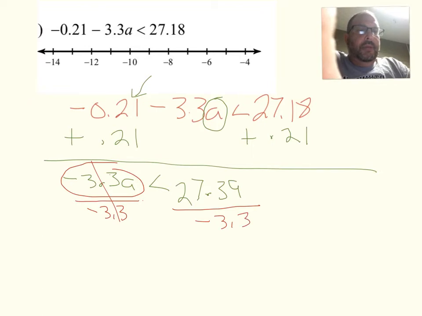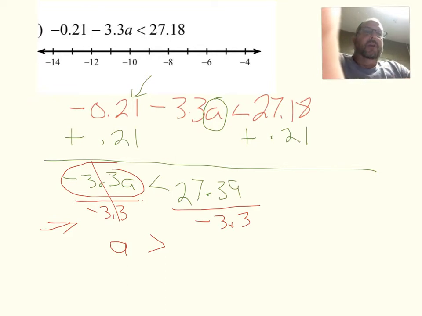And I'm going to get my calculator out in a second here, but first I want to set this up for you. A is going to be greater than. All right, you might be asking yourself, why did I flip the sign? The reason I flipped the sign is because I just divided by a negative across an inequality. If I multiply or divide across an inequality with a negative number, I have to flip my sign. So a again is going to be bigger than 27 and 39/100ths divided by 3.3.